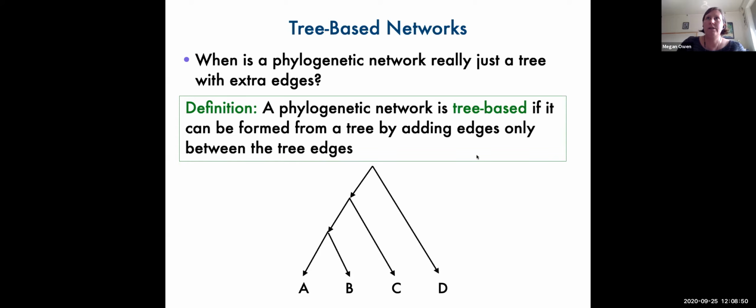So the formal definition is a phylogenetic network is tree-based if it can be formed from a tree only by adding edges between the tree edges. If this is my base tree, I can add an edge like this between the 2 tree edges. And I could, for example, also add an edge here. In this example, I've only got edges going between the edges going to the leaves, but I could have had an edge going from here over to D. What's not allowed is putting an edge from a tree edge to one of my extra network edges. Or if I do, I would have to find a different base tree where this worked.